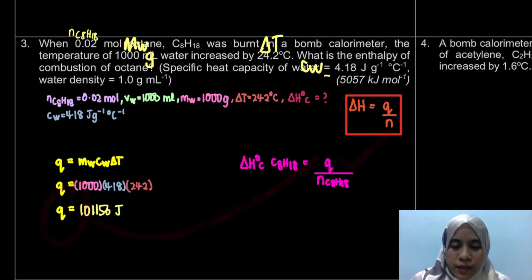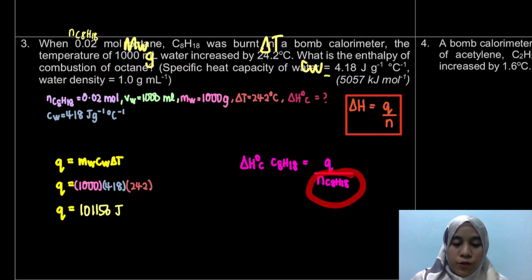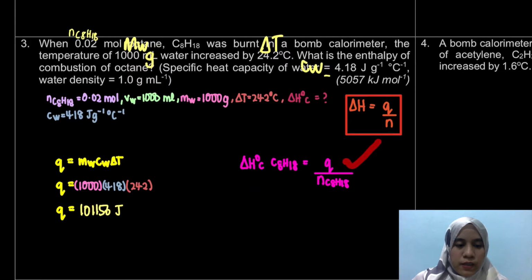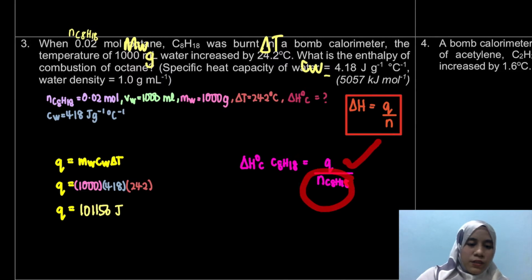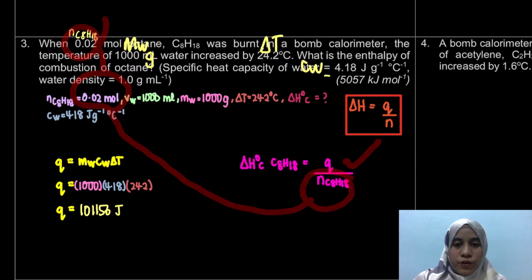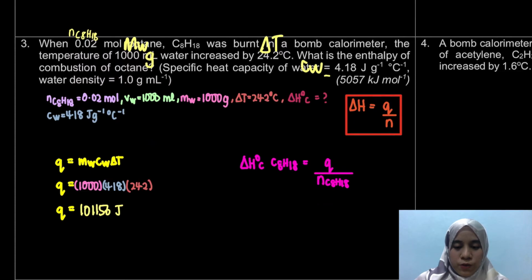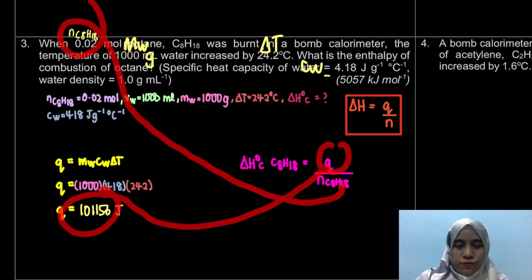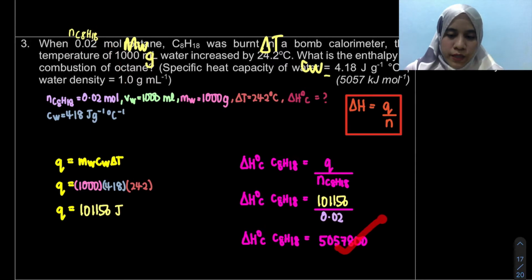Okay, next is the number of mole. Again, because we want to find out the enthalpy of combustion, heat done. Next is number of mole. Okay, for the number of mole of octane is given in the question itself, 0.02 mole. So what we're going to do is actually, we will substitute the value straight away. Q is actually this one. The number of mole is 0.02. We do get this value. Okay, why do we get this value?